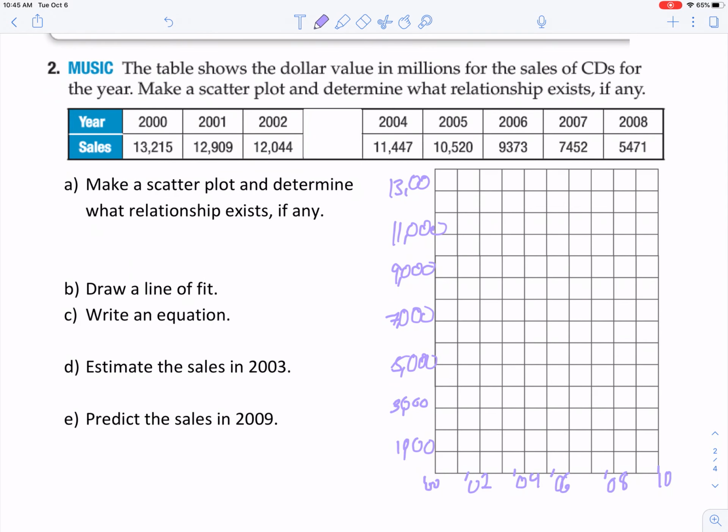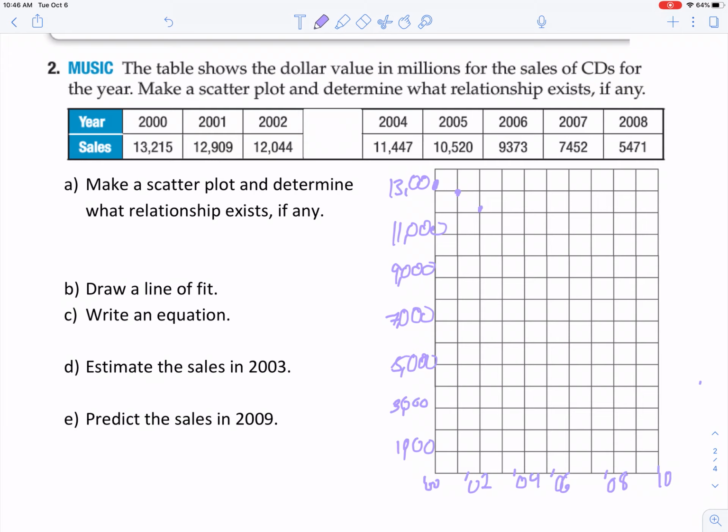I've already labeled the axes here for us so that it would save us a little time. But go ahead and plot these. In the year 2000, it's just a little bit above 3,000. In 2001, it's almost 13,000. In 2002, it's just a little bit over 12,000. We don't know what 2003 was.